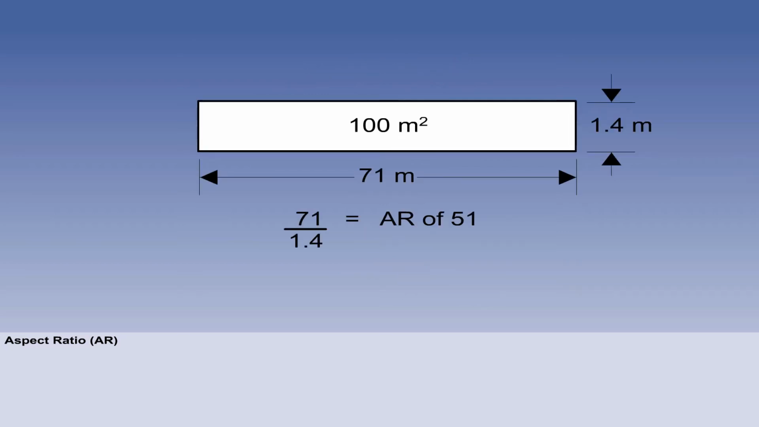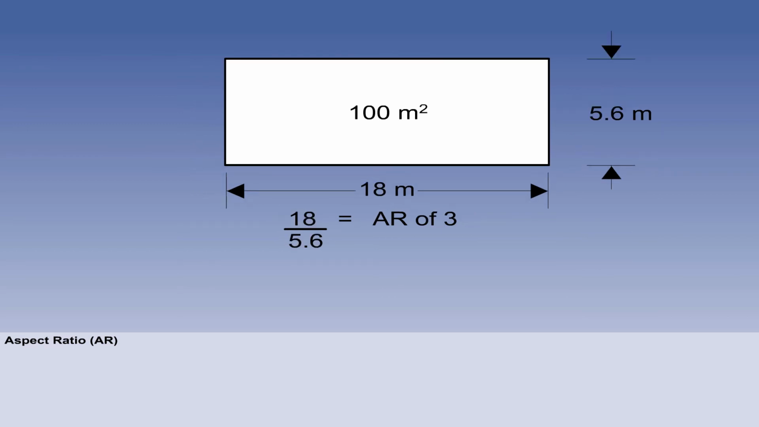For example, a wing area of 100 square meters could be arranged in a high aspect ratio, here 51, or a low aspect ratio of, say, 3. Typical ARs vary from this value for a modern combat aircraft, through 12 for a high-speed jet transport, to 35 for a high-performance sailplane.